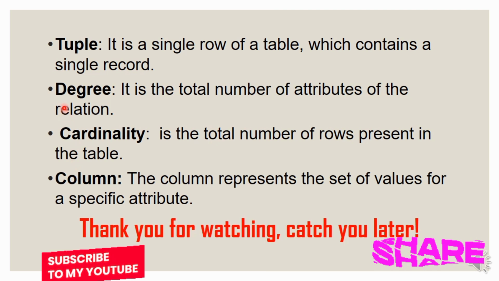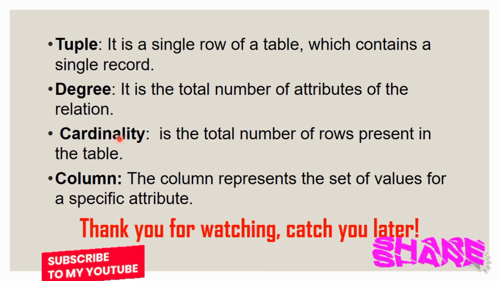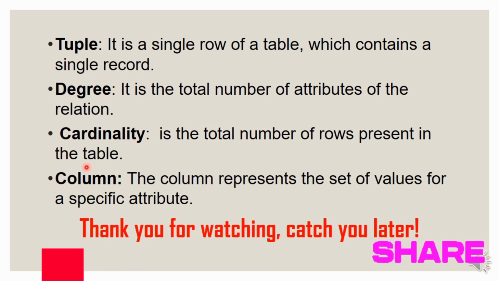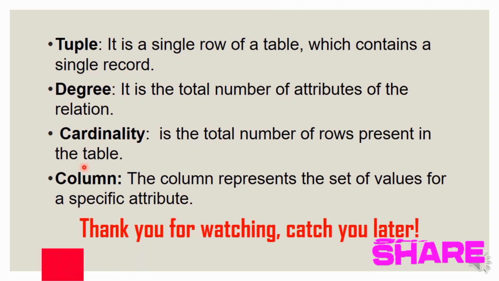And here is what we call a degree. A degree is the total number of attributes, or the total number of table columns or fields. That is what we call degree. There is also what we call cardinality, which is the total number of rows or records present in a table. And what about a column? As I have told you, a column is the same as a field or attribute. Every table must have columns and also rows. You should define a column as a set of vertical cells of a table.